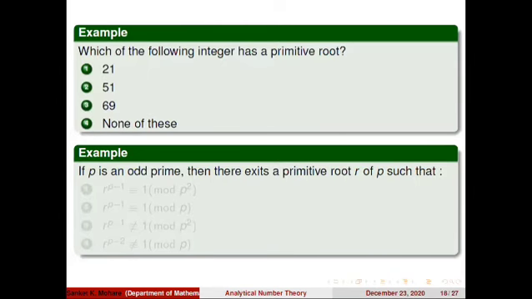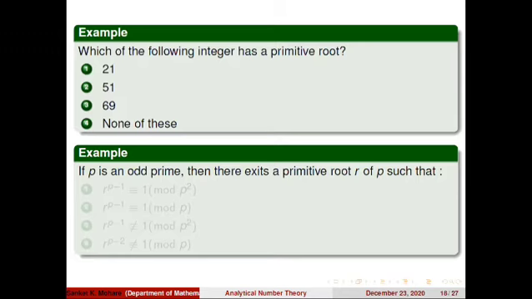Okay, now 21 is factorized as 3 into 7, 51 is factorized as 3 into 17, and 69 is factorized as 3 into 23. Okay, we have discussed that if any positive integer n is divisible by two odd primes, then it has no primitive root. So as 21 is divisible by two odd primes, that is 3 and 7, 21 has no primitive root. So the first option is incorrect.